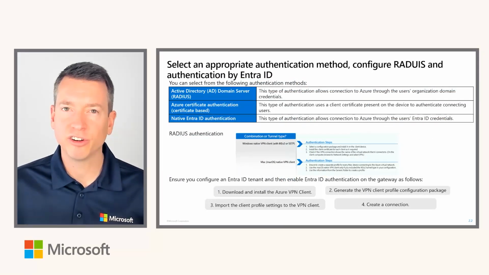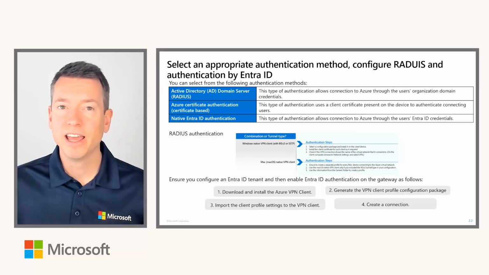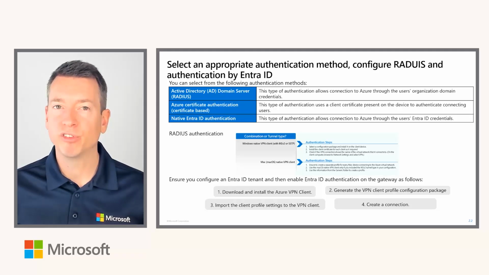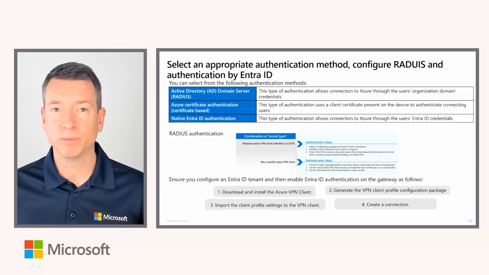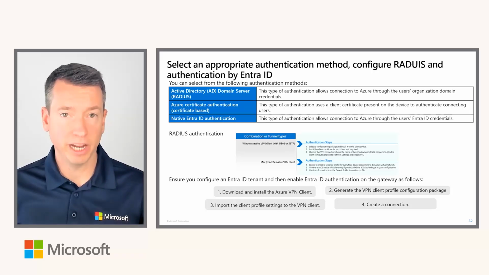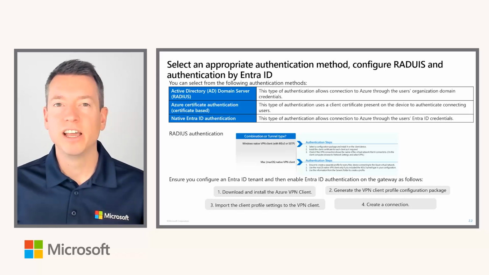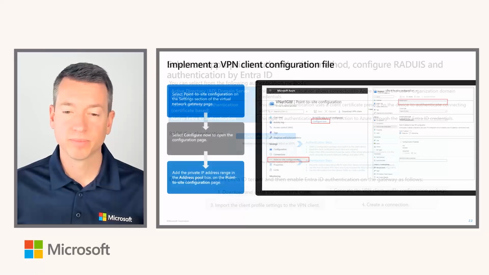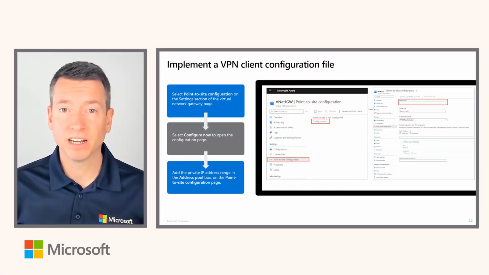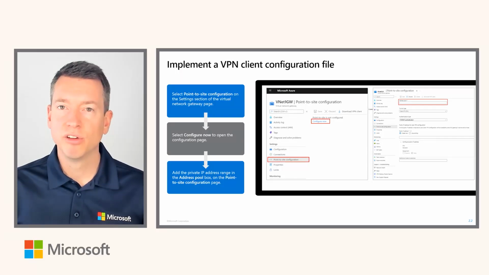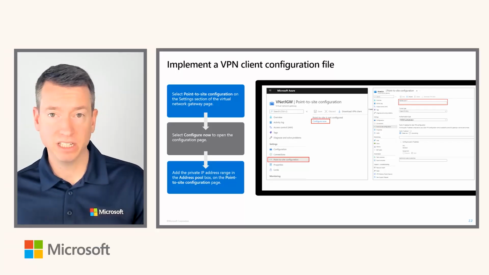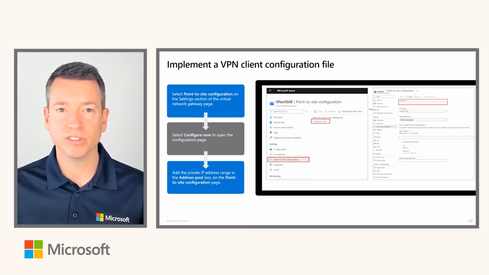Now, you should understand another area of designing a point-to-site VPN, and that is the different types of authentication. The user must be authenticated before Azure accepts a point-to-site VPN connection. You can select from 3 authentication methods: Active Directory domain server or RADIUS server-based authentication, Azure certificate-based authentication, and native Microsoft Entra ID authentication. Be aware that VPN clients dynamically receive an IP address from the range that you specify. Now, the minimum subnet mask is /29 for active-passive and /28 for active-active configuration.